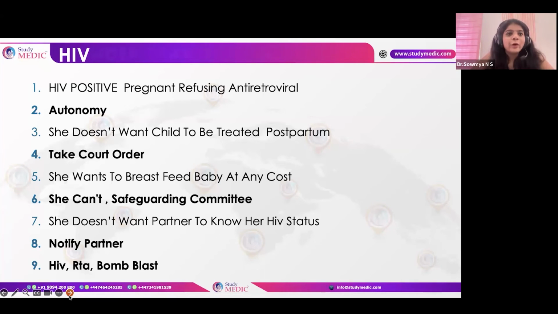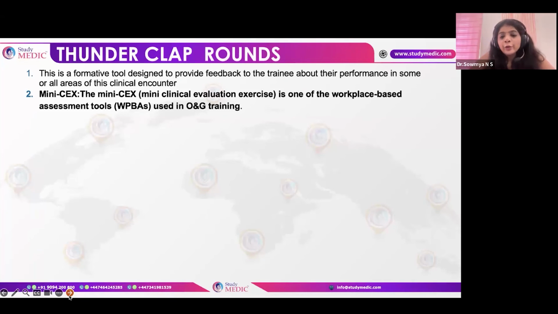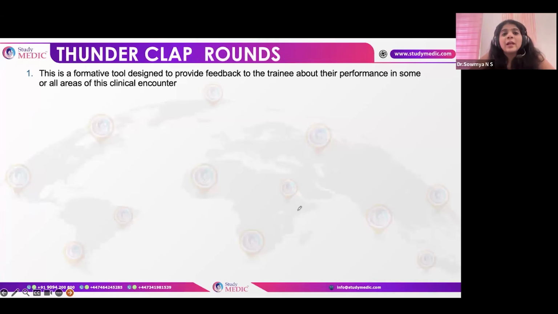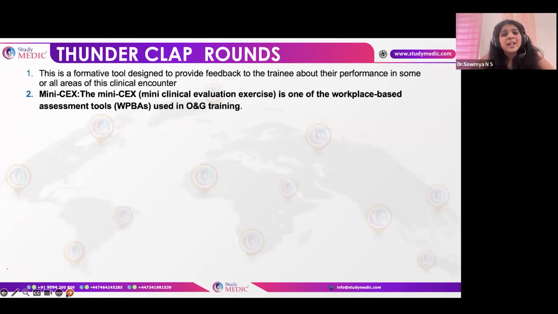Hope you found this slide interesting. A few more. What is the formative tool designed to provide feedback to the trainee about their performance in some or all areas of this clinical encounter? It is definitely a mini-CEX, when you're talking about a scenario like this. When they give you the complete one, you would know.